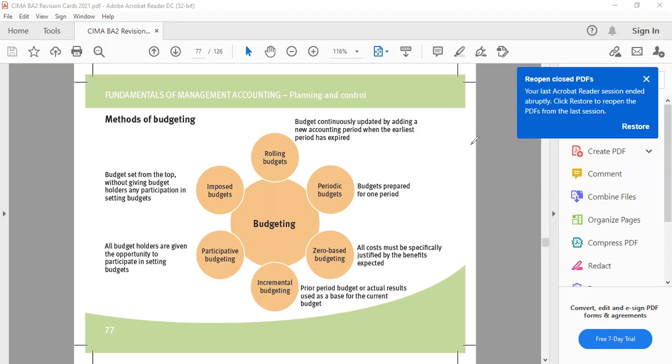Rolling budget talks about, instead of having it for a longer period of time, the budget is prepared for multiple short periods.